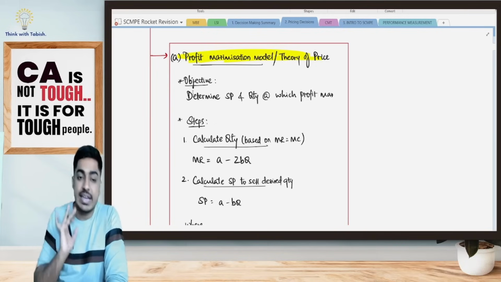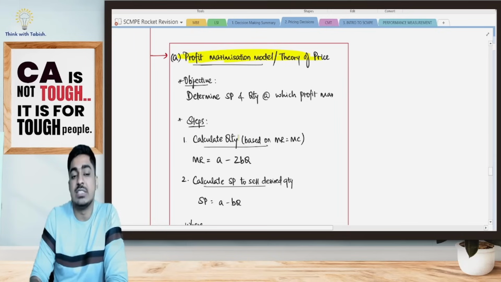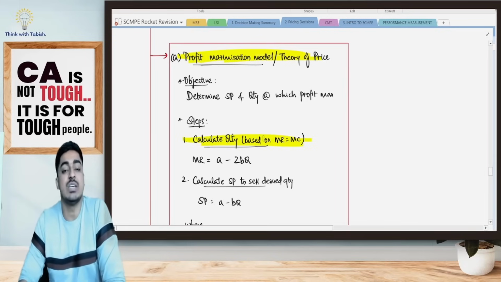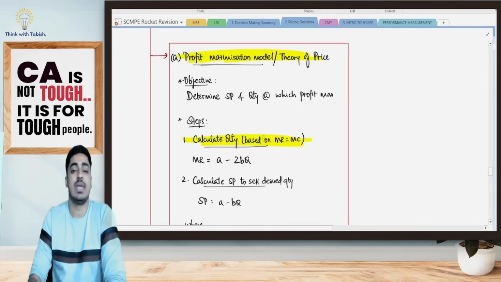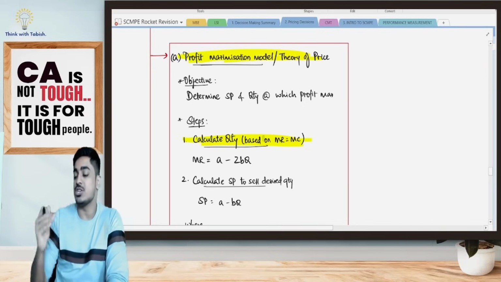So how will I calculate? Step by step. First step, calculate your quantity based on the equation MR equals MC. I know profit is maximum when MR equals MC.